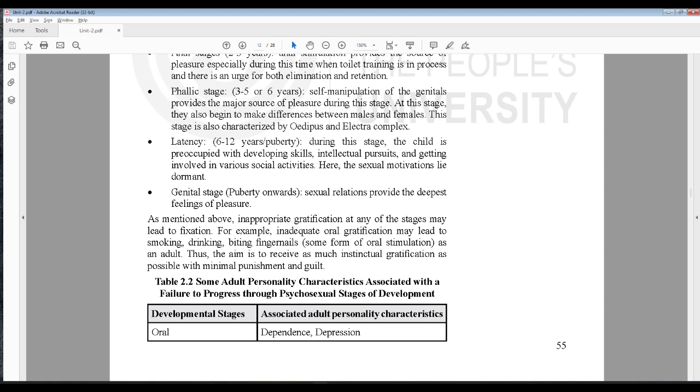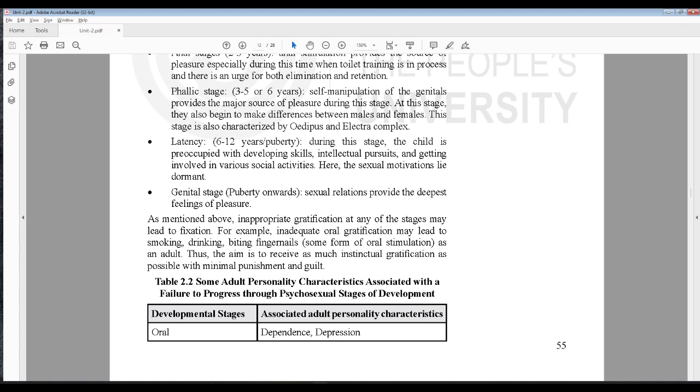Phallic stage, 3 to 5 or 6 years. Self-manipulation of the genitals provides the major source of pleasure during this stage. At this stage, they also begin to make differences between males and females. This stage is also characterized by Oedipus and Electra complex.